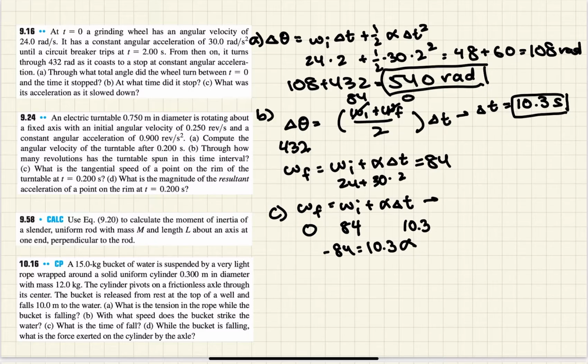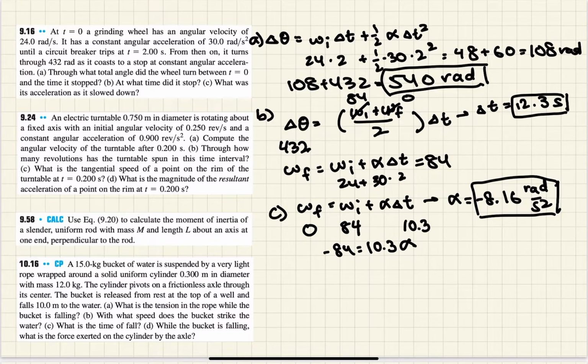And you're going to get negative 8.16 radians per second squared. And I just realized something here. It says, at what time did it stop? 10.3 seconds since the circuit breaker trip, but I actually forgot to add the 2 seconds from the start. So it's 12.3 seconds, because first it went 2 seconds, then 10.3 seconds. So it's a total of 12.3 seconds. All right, that was the first problem.